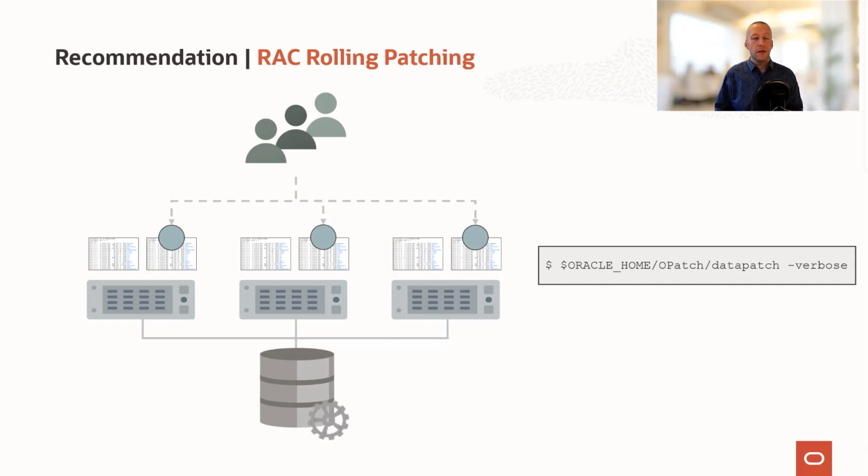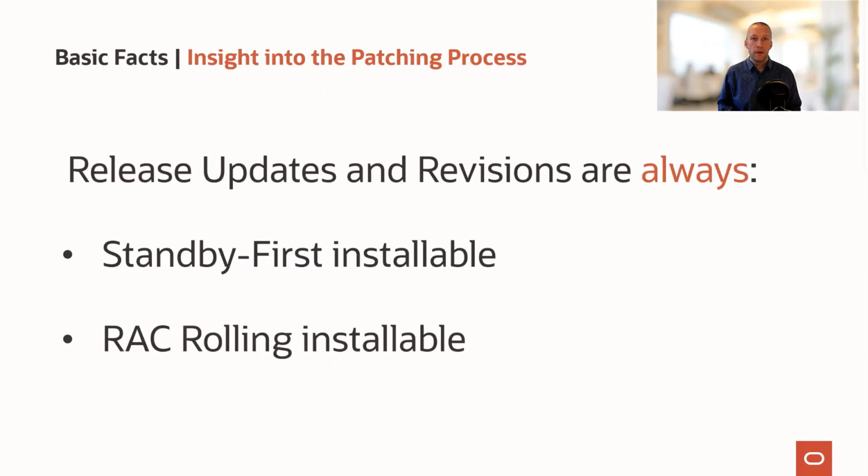So as you can see, you can patch the database on RAC in a fully rolling manner, and with a well-behaving application, there is no downtime at all. Let me sum up by mentioning again that release updates and release update revisions are always standby-first installable and RAC rolling installable. So if you have a high availability architecture, there is really no excuse anymore for not applying patches. You can do it with a well-behaving application without any downtime.